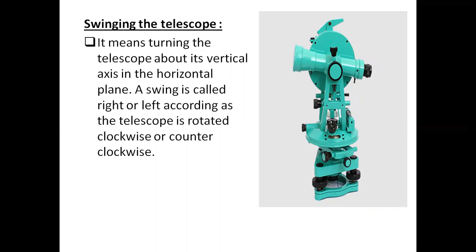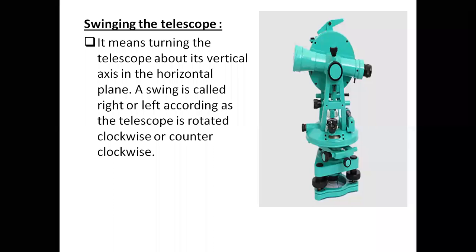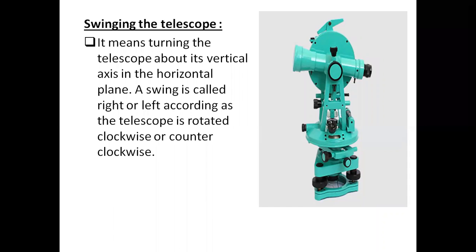A swing is called right or left according to whether the telescope is rotated in a clockwise or anti-clockwise manner. If you revolve in a horizontal plane in a clockwise manner, it is called a right swing. If you revolve this theodolite in a horizontal plane in a counterclockwise manner, then it is called a left swing. It is simple. Clockwise means right swing and anti-clockwise means left swing. This is swinging of the theodolite.